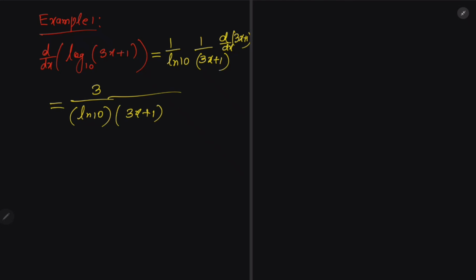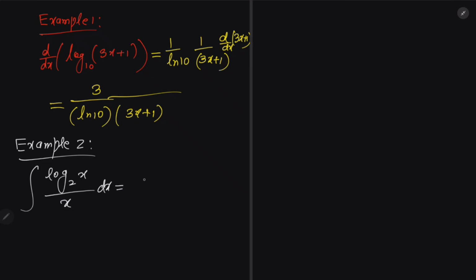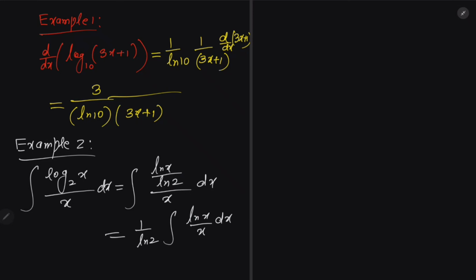This is one example. Now we want to find an integration. So we learn that from example number 2. We need to find the integration of this function in the integrand. According to the definition, this will be equal to natural log of x over natural log of 2 over x dx. Natural log of 2 is just a constant, 1 over natural log of 2 times the integral of natural log of x over x dx.